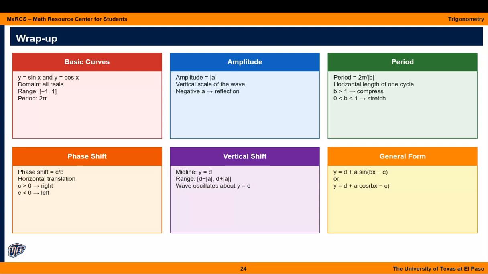Finally, to summarize, sine and cosine graphs are controlled by 4 parameters, A, B, C, and D. These determine the height, width, horizontal shift, and vertical position of the graph. Once you understand these, you can graph any sine or cosine function. In the next section, we will explore tangent and other trigonometric functions, where the behavior becomes very different and even more interesting.